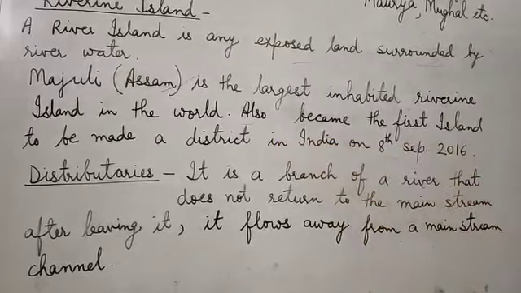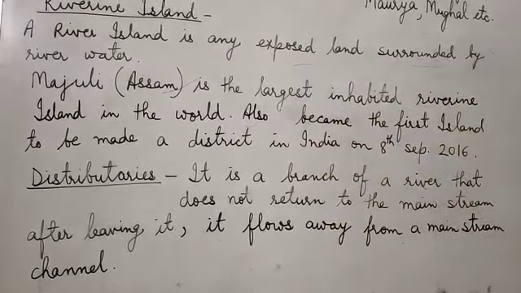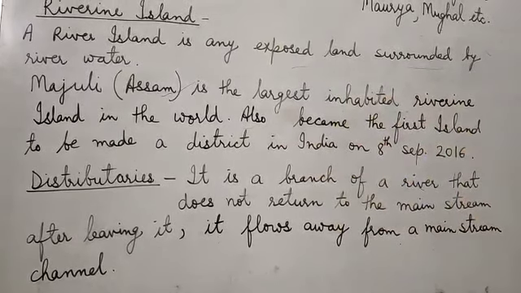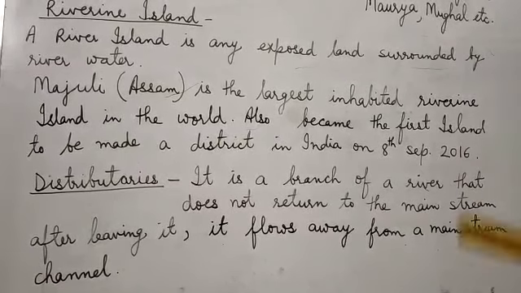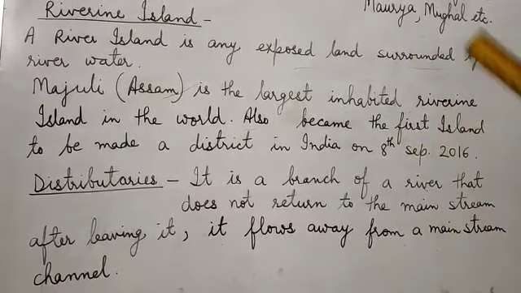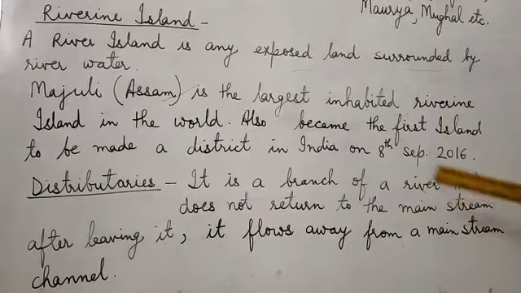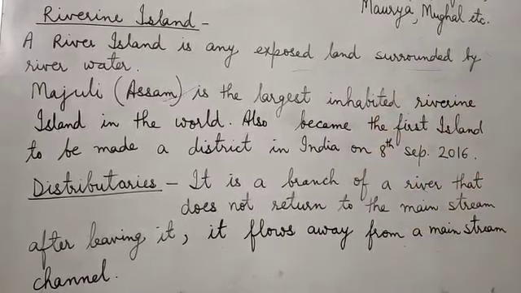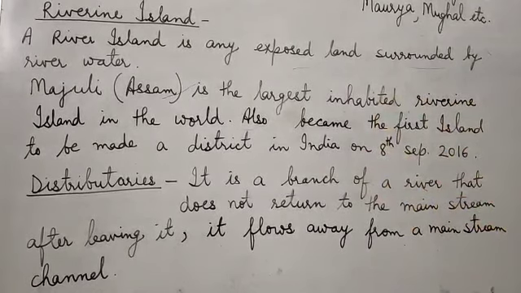Another feature which is made because of a river's deposition is the distributary. It is quite different from a tributary, which you have studied in the lower classes. This is distributary. What is a distributary? It is a branch of a river that does not return to the main stream after leaving it. It flows away from a main channel.